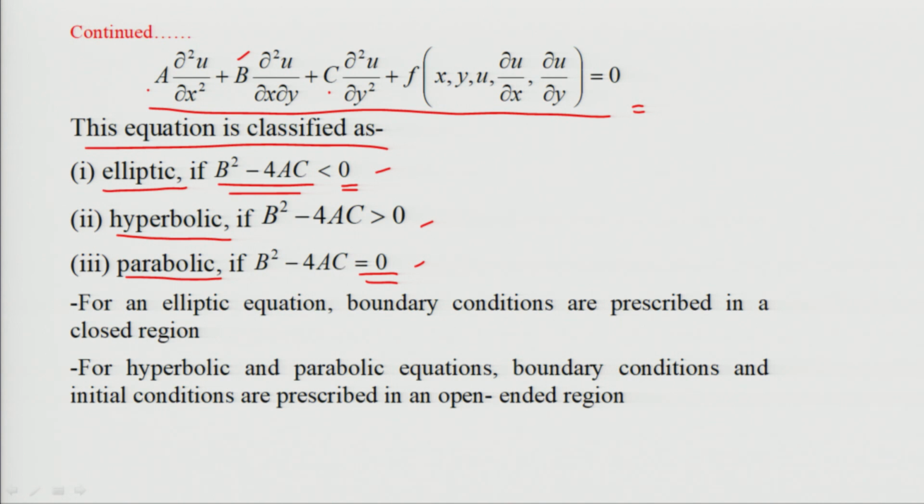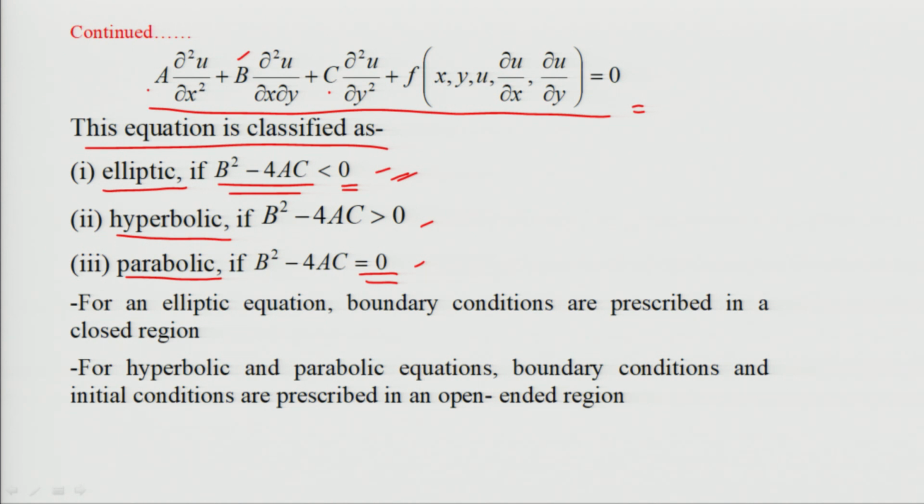So, here we can observe that this differential equation is elliptic if b square minus 4ac is negative. For the elliptic equation, if the differential equation is described, then of course boundary conditions and initial conditions will be given, because in a physical situation we have to define the boundary conditions and initial conditions.